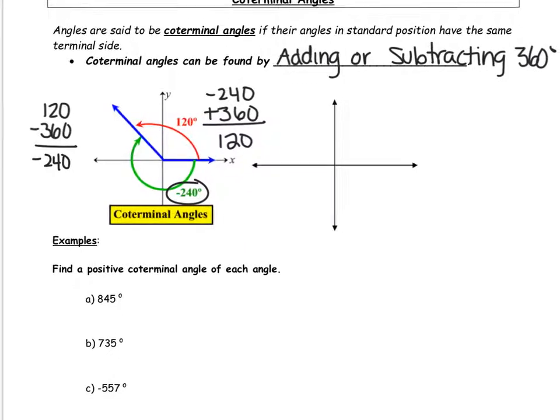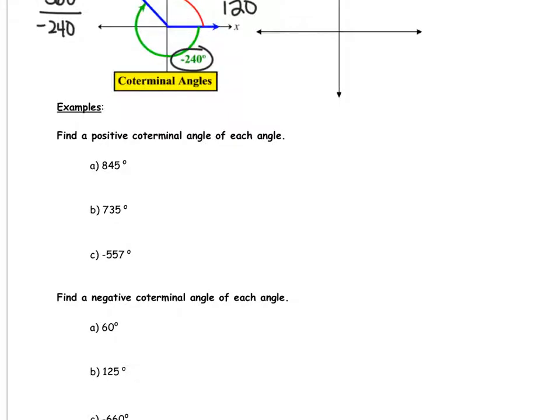Let's try an example now. It says, find a positive coterminal angle for each. I could keep adding and subtracting 360, and I'll still be in the same spot. So for this example, I could add 360, or I could subtract 360. 845 plus 360 is 1,205, or I could take 845 and subtract 360 and get 485. Both of these are possible coterminal angles that are positive.